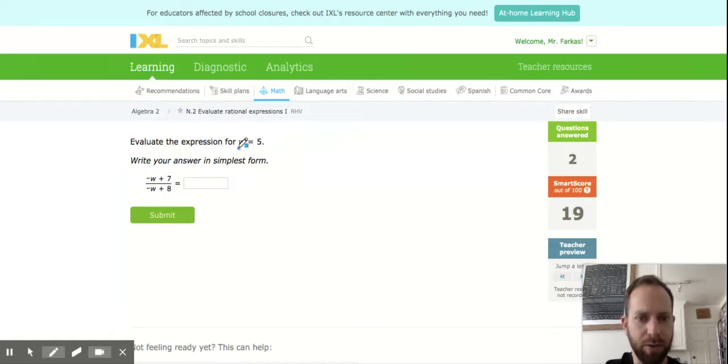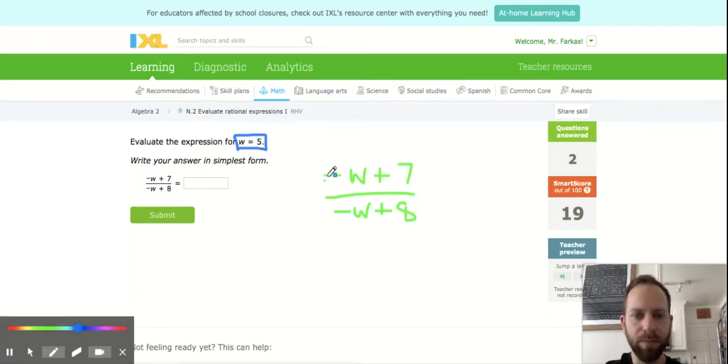This one's pretty similar, but a little bit different. So we would be plugging in a positive 5 for w, but these w's are both negative, and then you're adding to them. So let's go ahead and write this out and then substitute. Negative w plus 7. See if you can do this one even faster than me. Divided by negative w plus 8. And I'm going to substitute a positive 5 wherever I see a w.